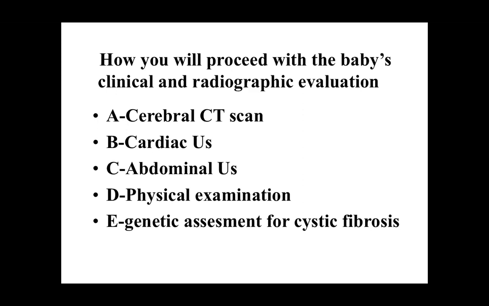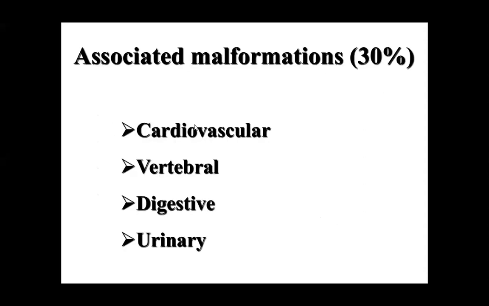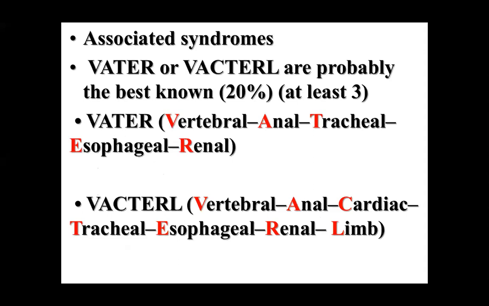Okay, very nice. So all the responses are right. So B, C, and D. We must, of course, do our physical examination, because, you know, associated malformations are seen in 30% of cases. It can be cardiovascular, vertebral, digestive, or urinary malformation. These malformations can be seen in associated syndromes.